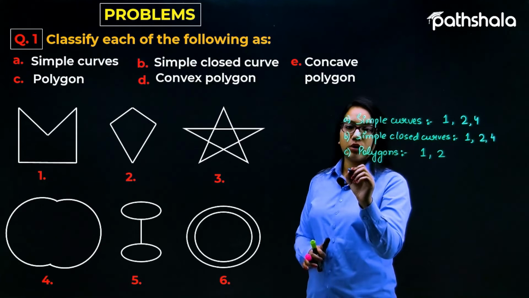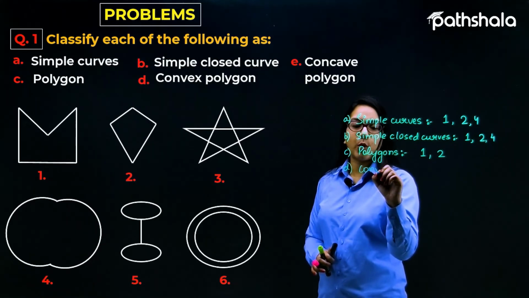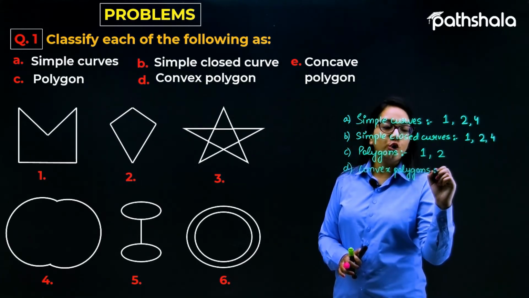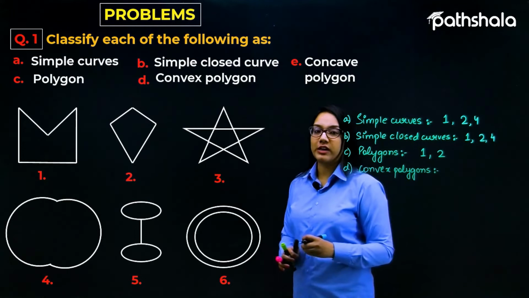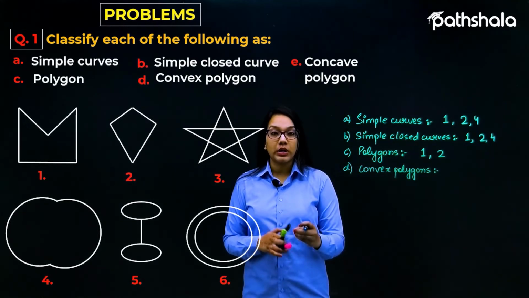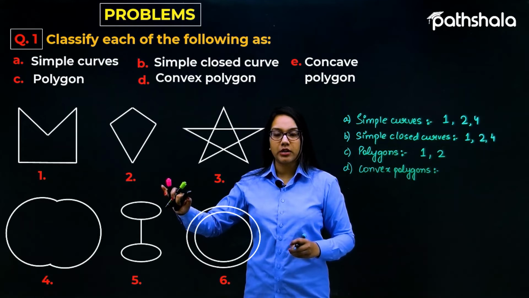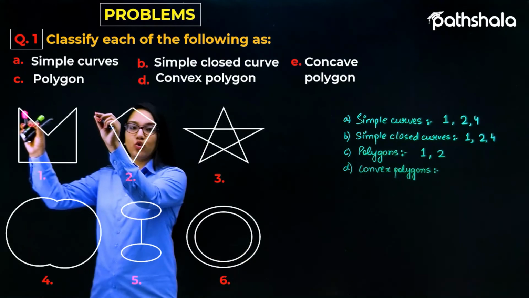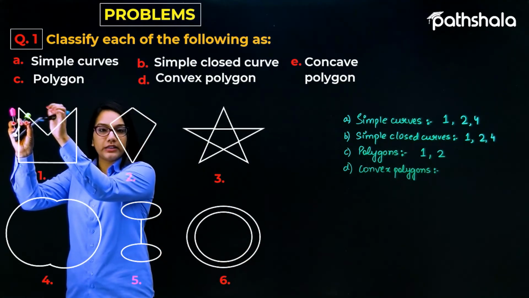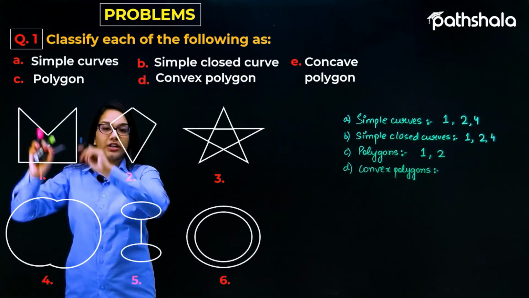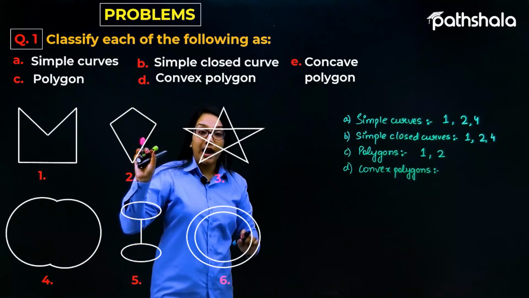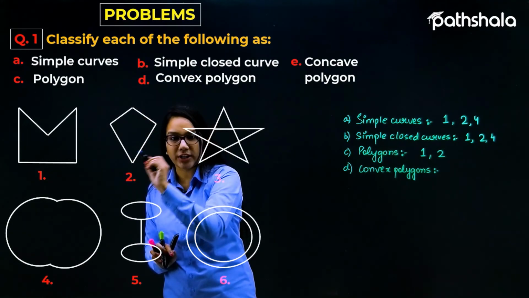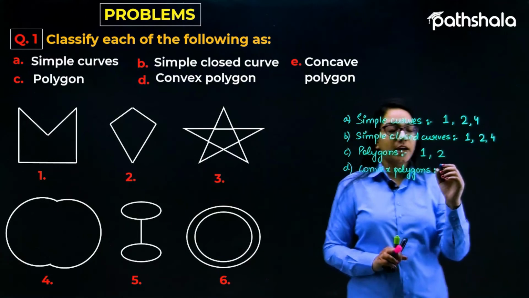Now let's talk about the D part, the convex polygons. What are convex polygons? Convex polygons are those in which no portion of their diagonal is in the exterior. The first one is obviously not a convex polygon because if I join these 2 vertices together, their diagonal must be in the exterior. So this is not a convex polygon. Again, this is a convex polygon because we can draw a diagonal from this vertex toward this vertex. Hence the second one is a convex polygon.